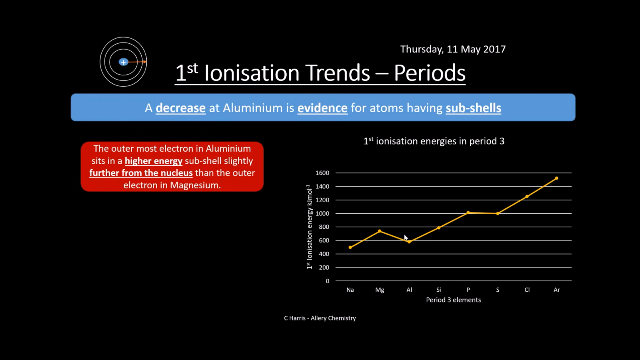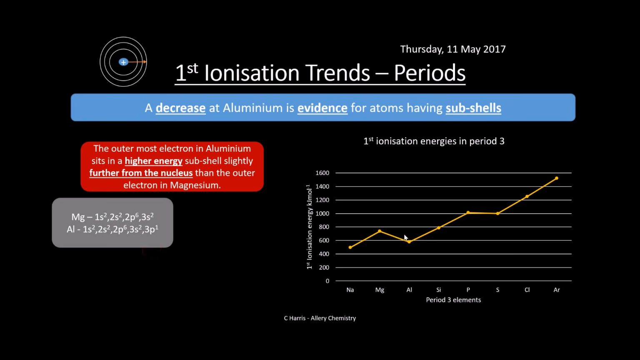The outermost electron in aluminium sits in a higher energy subshell slightly further from the nucleus than the outer electron in magnesium. Okay, so let's have a look here. Magnesium, you can see the outer electron sits in the 3s2. Aluminium, though, has got this electron in a suborbital. It's a little bit further away from the nucleus, and it's slightly shielded from the 3s as well. So you can see here, there it is, it's in the 3p subshell.